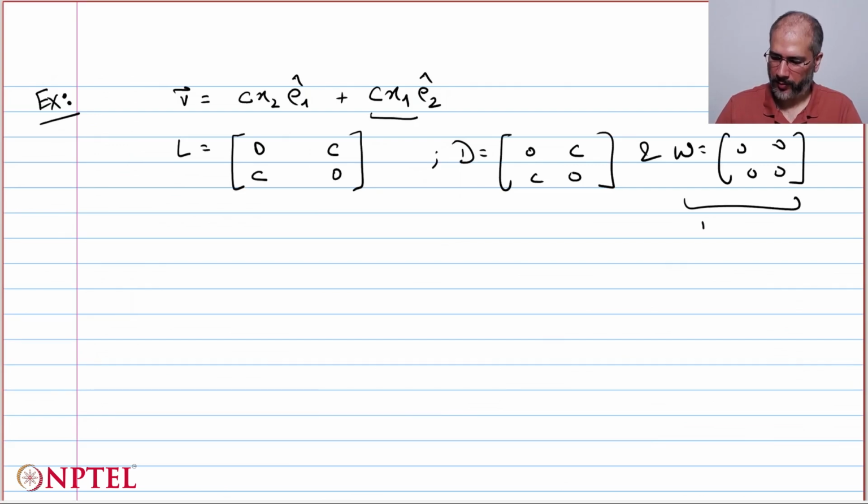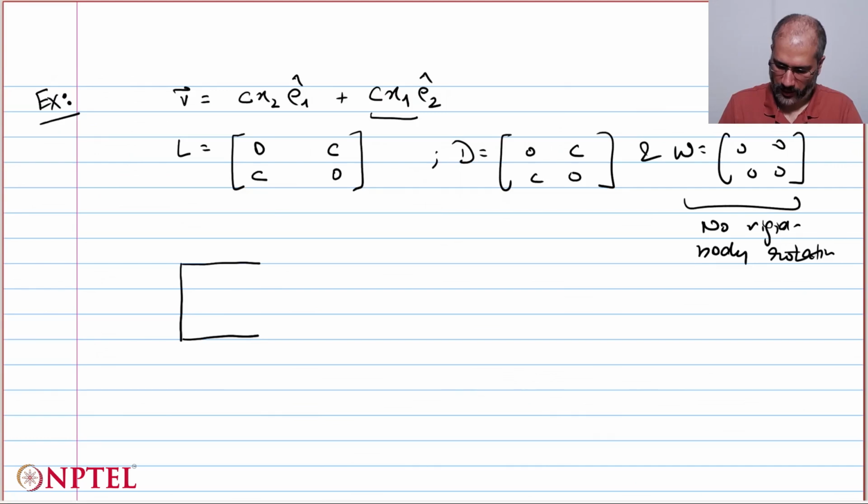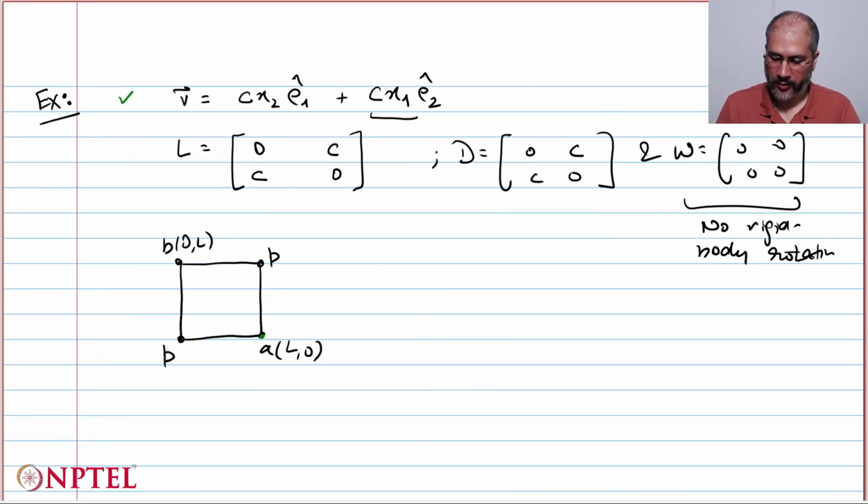So if W is 0, that means there is no rigid body rotation. So let's see what happens to the elements geometrically. So again we start with our square with points. So let us look at the velocity of the different points. For point A, we notice that its velocity, if I use this velocity field here and put x1 equal to L, is purely in the x2 direction, that is c times L. So this point A moves up and let's say reaches this point A prime.